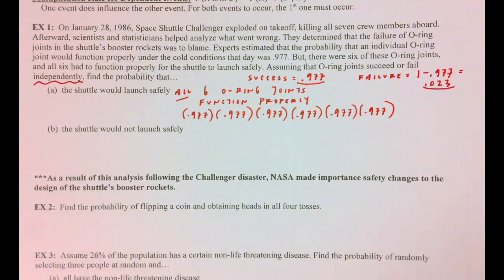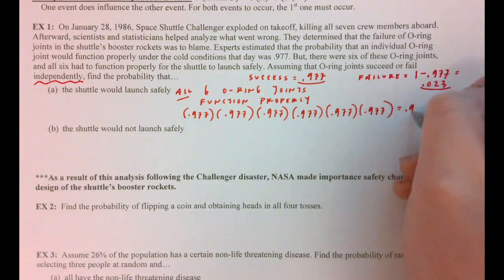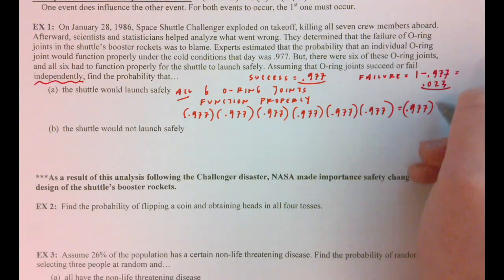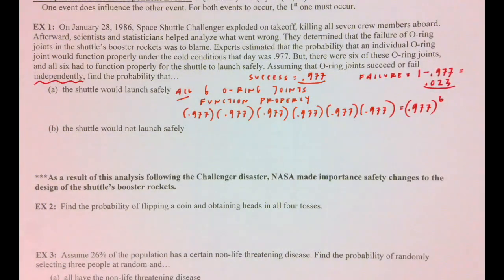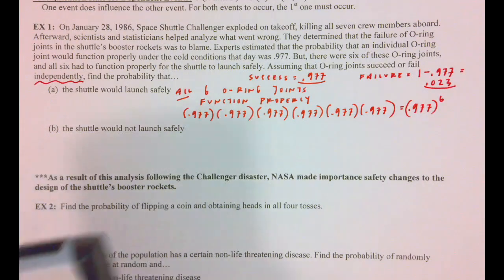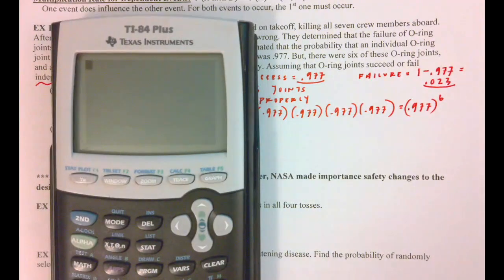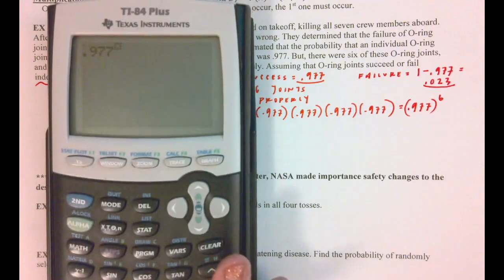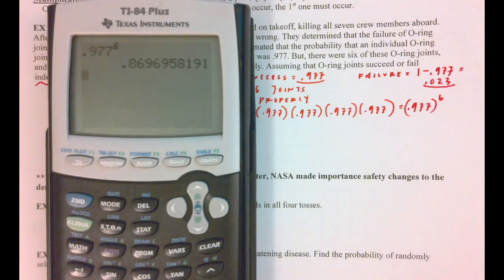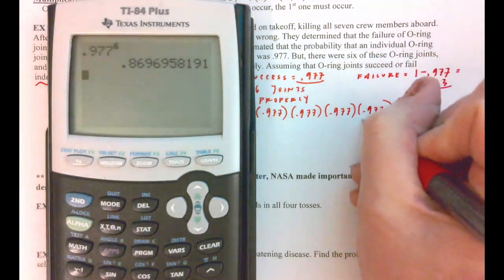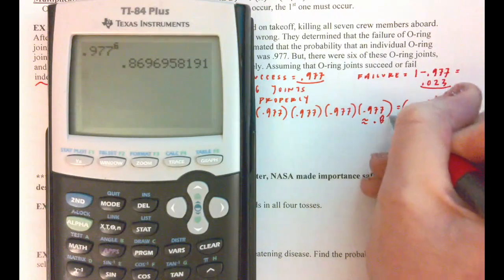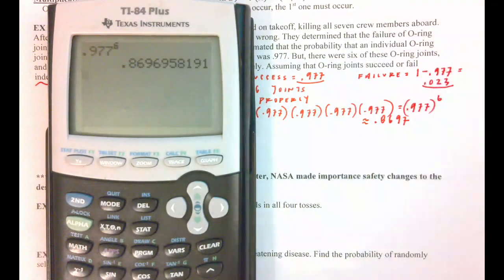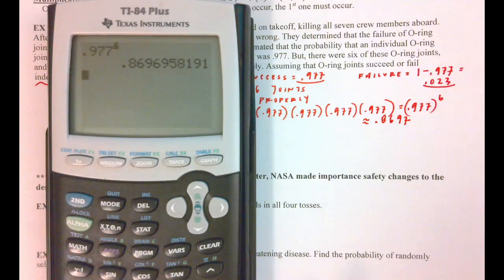Now it's just a little bit faster to type that in with an exponent. So 0.977 raised to the 6th power, which is exactly what I'm going to do. Okay, so if I type in 0.977, I need to raise it. So I use this caret button right under clear caret to raise it to the 6th power, and then I hit enter. So it gives me as a decimal 0.8697.